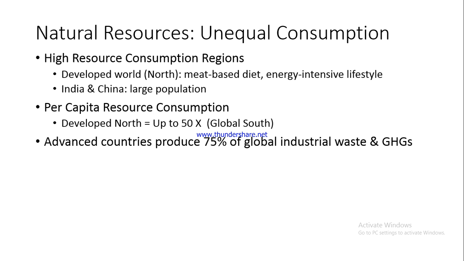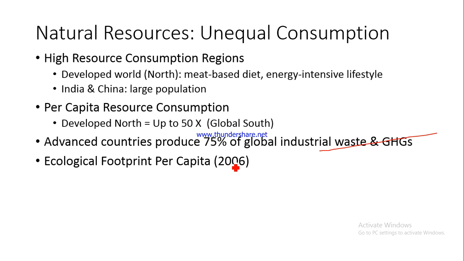If you talk about the production of global industrial waste, 75% of the industrial waste and the greenhouse gases comes from the advanced countries, developed countries. Only the remaining 25% of the greenhouse gases like carbon dioxide, like methane, are being produced in the developing world or the least developed countries. So this is the kind of unequal resource consumption. Basically they are contributing more to the pollution levels, more to the industrial waste and more to the generation of the greenhouse gases.